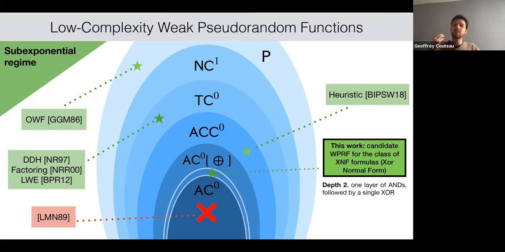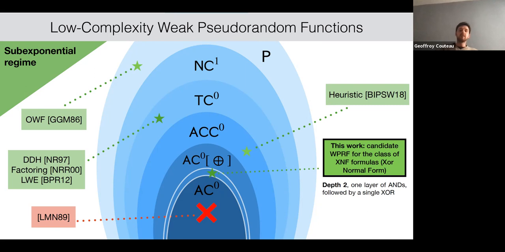Intuitively, what we achieve in this work is a candidate weak pseudorandom function for the class of XOR normal form formulas. What is an XOR normal form formula? You have one layer of ANDs followed by a single high fan-in XOR. The layer of ANDs also has arbitrary fan-in. So you take your input, you do a bunch of ANDs in parallel, and then you XOR everything. That's the class of XOR normal form. It's somehow as close as possible to AC0. It's a depth 2 circuit, and it contains a single parity gate.